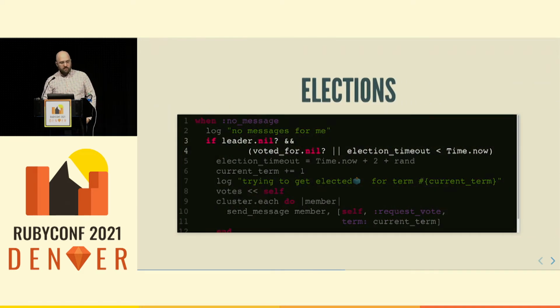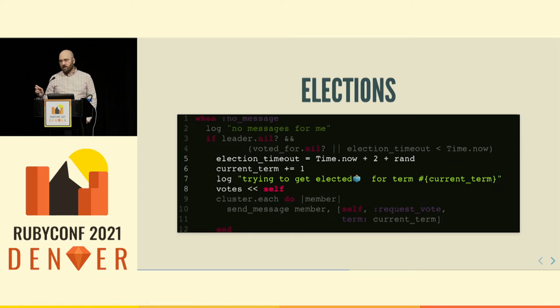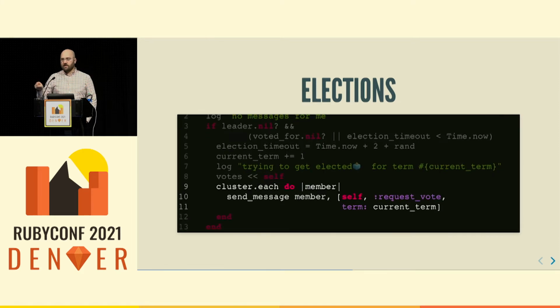So if we find ourselves in a situation where there's no leader, and either we haven't voted this term, or we voted, but it was a long time ago where the election might be deadlocked, we don't think we're going to elect a leader, and we're going to start a new election. So we reset our election timeout. That's what we had maybe decided that it was taking too long to succeed. We're going to start a whole new term. We're going to vote for ourselves, and we're going to send each other cluster member a message saying, please vote for me for the current term.